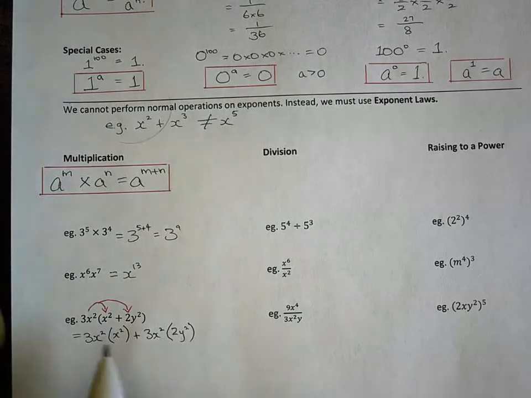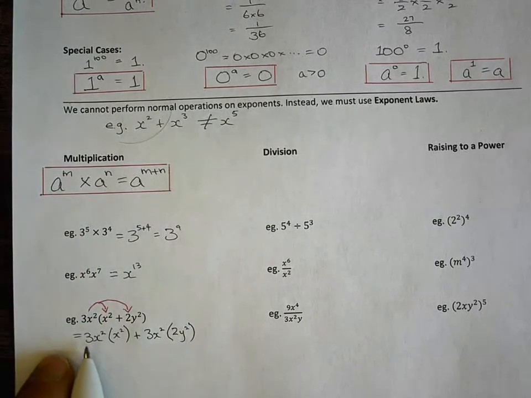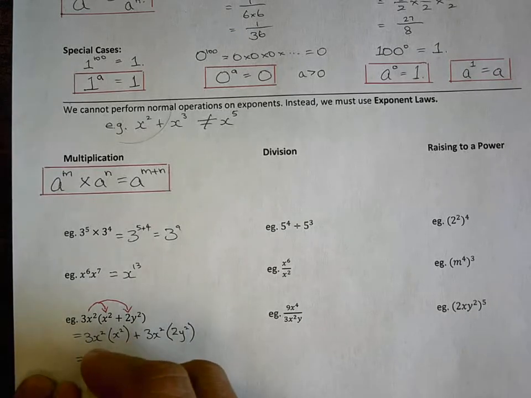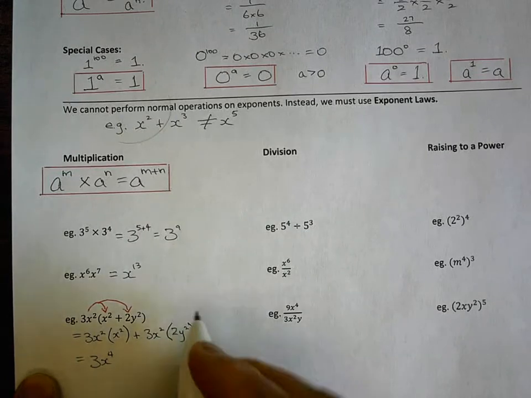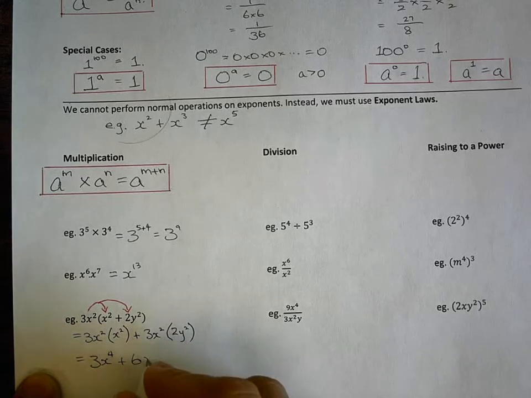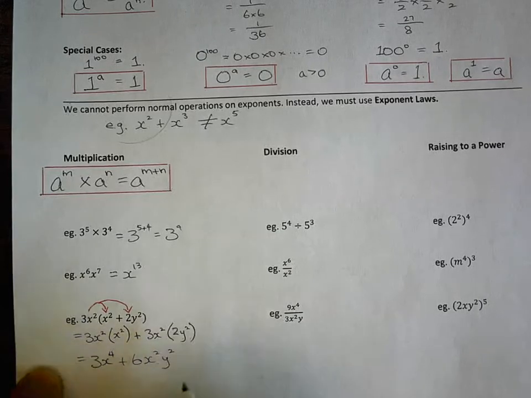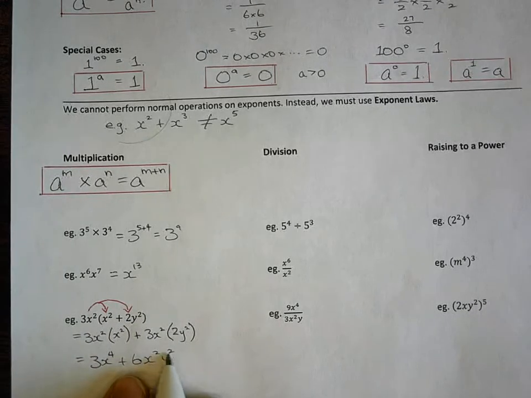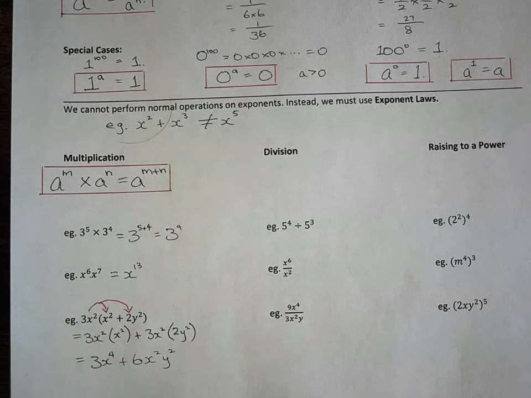Okay, now this looks kind of like a problem up here. I have 3x squared times x squared. Well, these are being multiplied. They have the same base, so I end up with 3x to the 4. Okay, then when I do questions like this, let me look at the coefficients first. 3 times 2 is 6, and then I have x squared and y squared. I cannot add these exponents because the bases are different. So that is my simplified version.